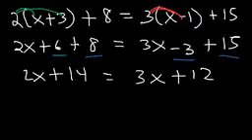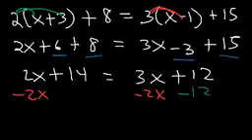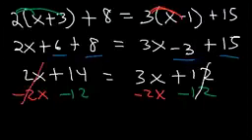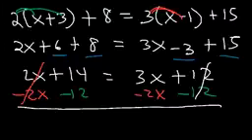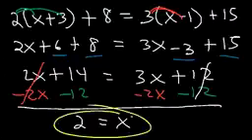So now, let's subtract both sides by 2x, and simultaneously, let's subtract both sides by 12. So these will cancel, and the same is true for that. 14 minus 12 is 2. 3x minus 2x is 1x, which is simply x. Therefore, x is equal to 2.